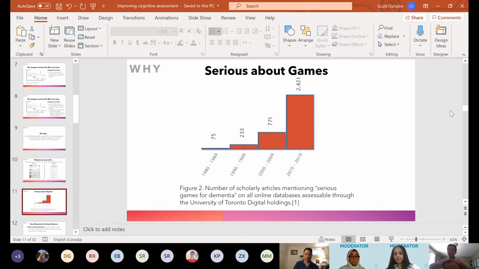So this figure here is showing you the number of scholarly articles mentioning serious games for dementia on all online databases accessible through the University of Toronto Digital Holdings. So you can see in the 2010-2019 block, you're seeing a large jump in this conversation around serious games. So what are they? Really, it's a game with a primary purpose and something other than entertainment. So in this case, it would be a game with a primary purpose of cognitive assessment. So what are 4 reasons why serious games are more effective than paper and pencil tests?